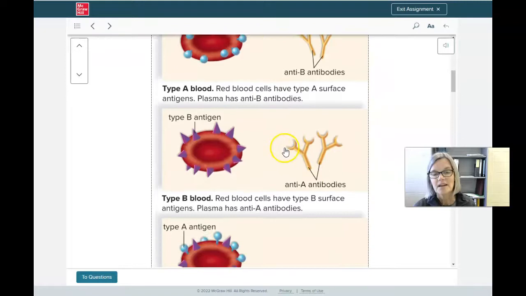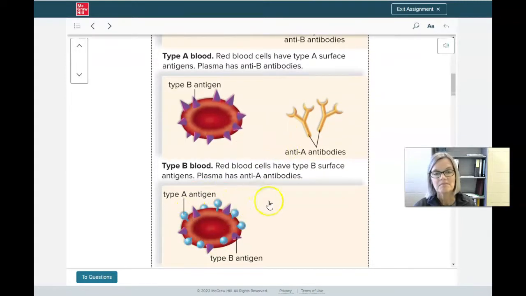Let's look at it the other way. What about my AB person? Can I give them B blood? Yeah, because they already have B proteins, right? They're not making antibodies against it. So B can be transfused into an AB person. So the rule when you're doing blood transfusions is you can't give somebody something they don't already have. You can't give somebody something new.